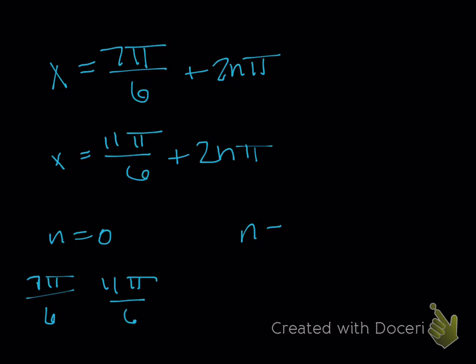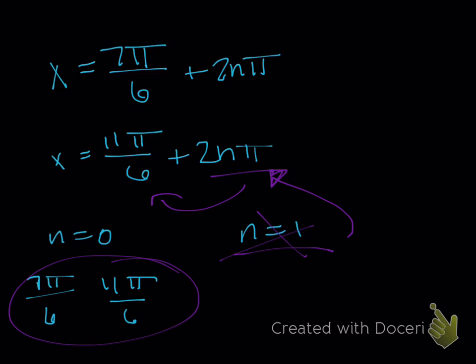The moment I plug in 1, if you look at this, I would get 2 pi. So anytime I add 2 pi to another angle, I'm going to be bigger than 2 pi, and I know that the cutoff is 2 pi. So that's why I don't need to check n equals 1, and these are my two answers.